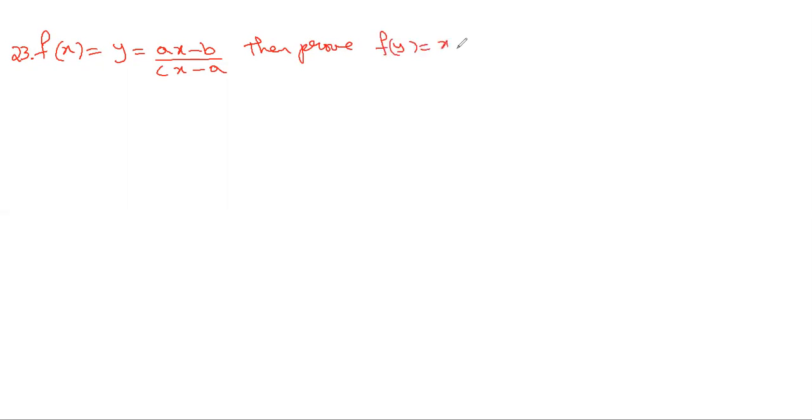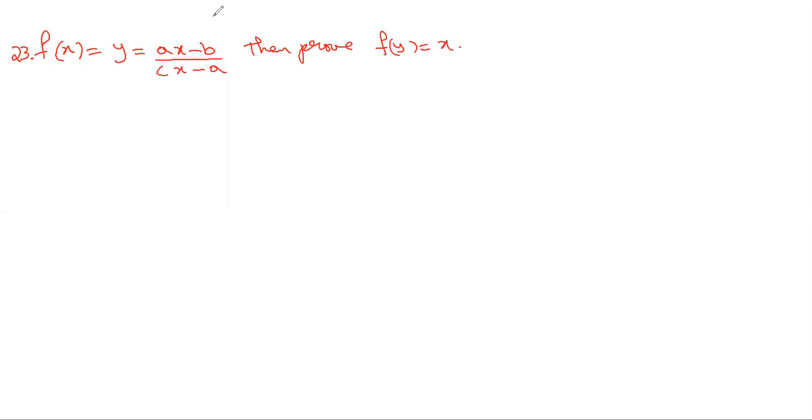Sir, there's this one question. f of x is equal to y is equal to ax minus b divided by cx minus a. You have to prove that f of y is equal to x. So f of x is equal to y is equal to ax minus b by cx minus a. Then prove that f of y equal to x.